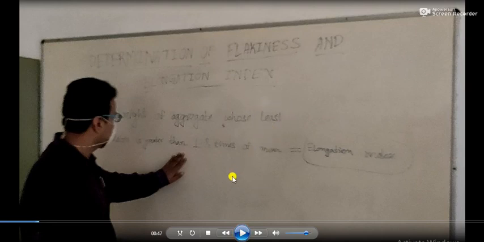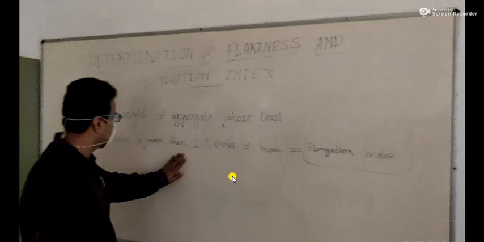So greatest dimension should be greater than 1.8 times of the mean, meaning that the mean or average value will be there again, and it should be multiplied with 1.8, and the aggregate sizes in terms of the aggregate's length should be greater than that particular value, which will be calculated with the multiplication of 1.8 and the mean value of the aggregate. That should be called the elongation index.